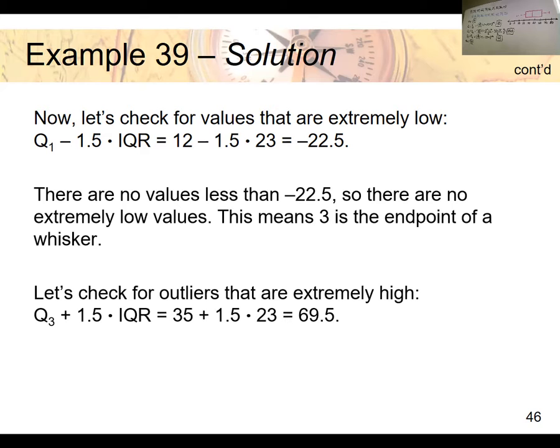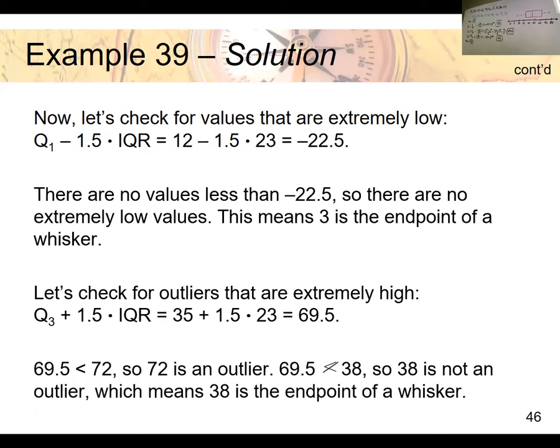And based on that data set, we do. 69.5, that's less than 72. Actually, 72 is greater than 69.5. That means 72 would be your outlier. But in this case here, 38 will not be an outlier because that value is less than 69.5. So the 38 would be your maximum value. That would be the endpoint of that whisker.